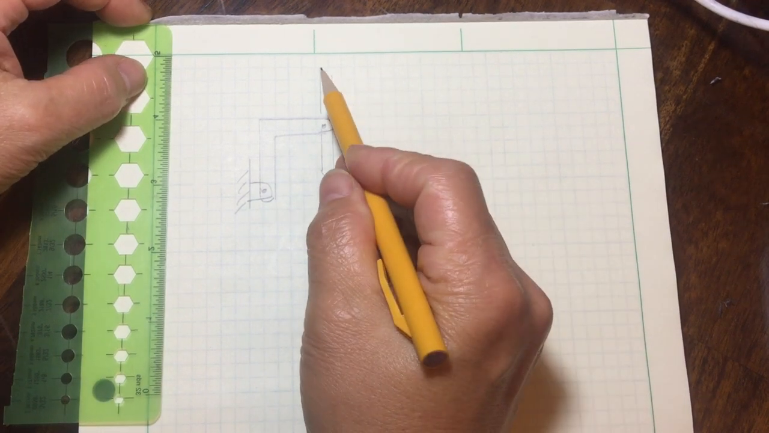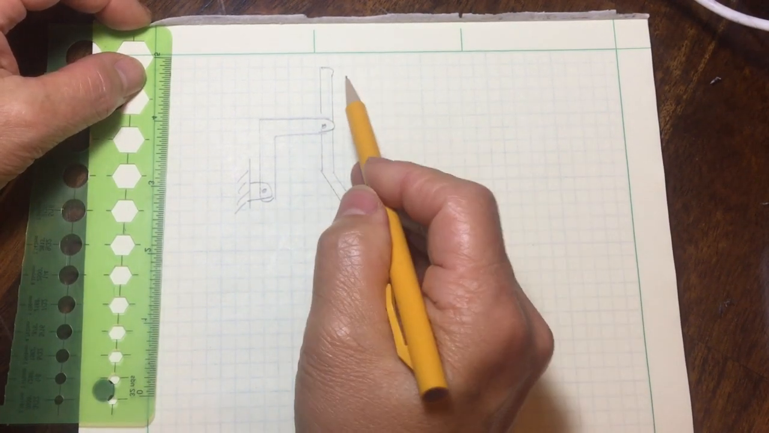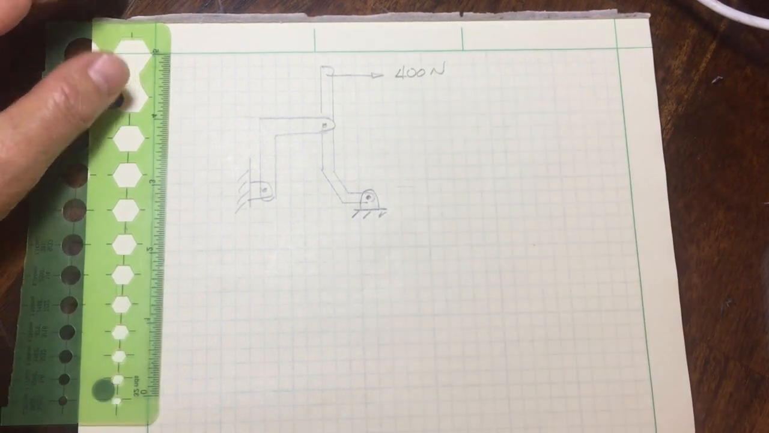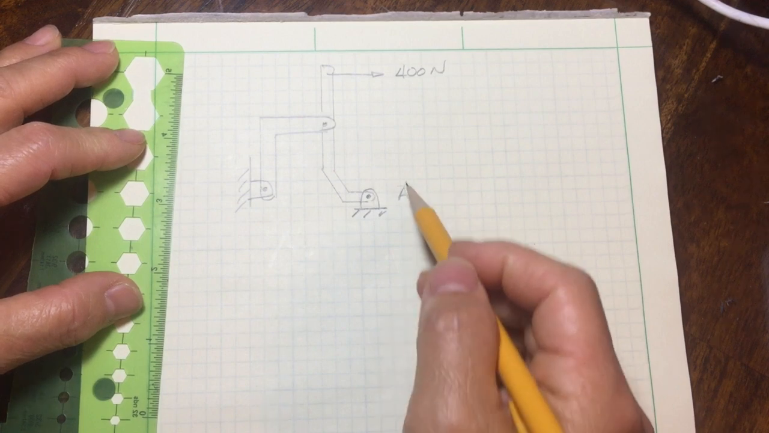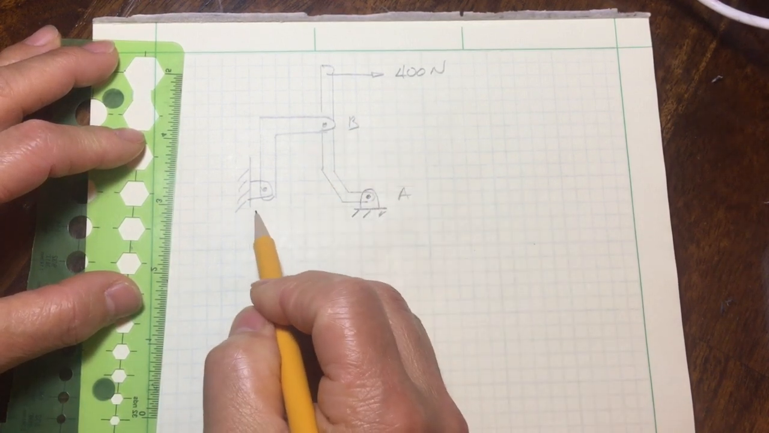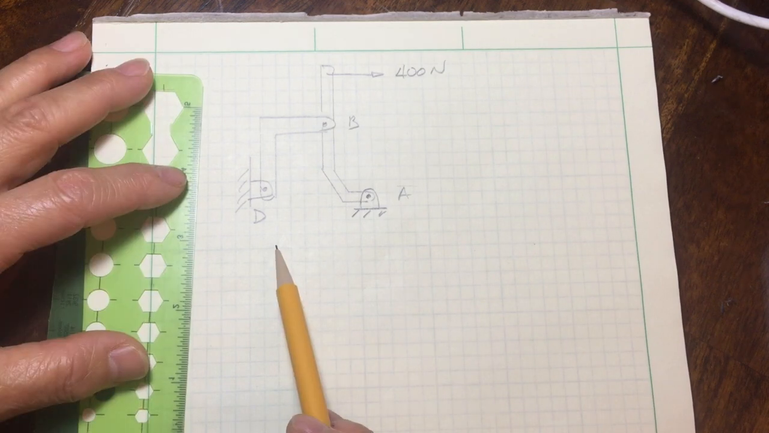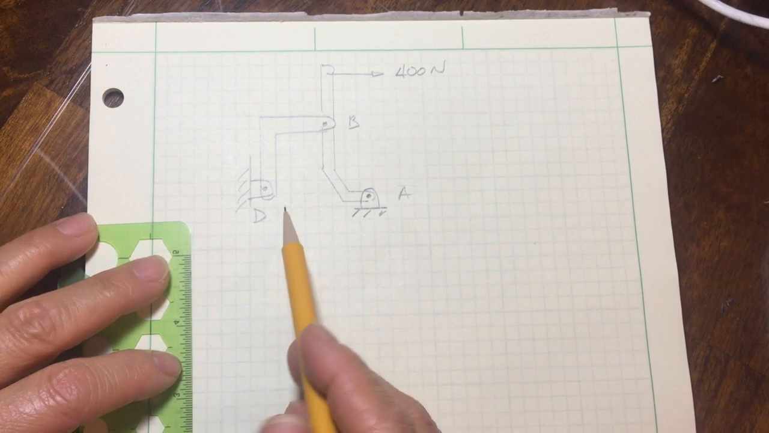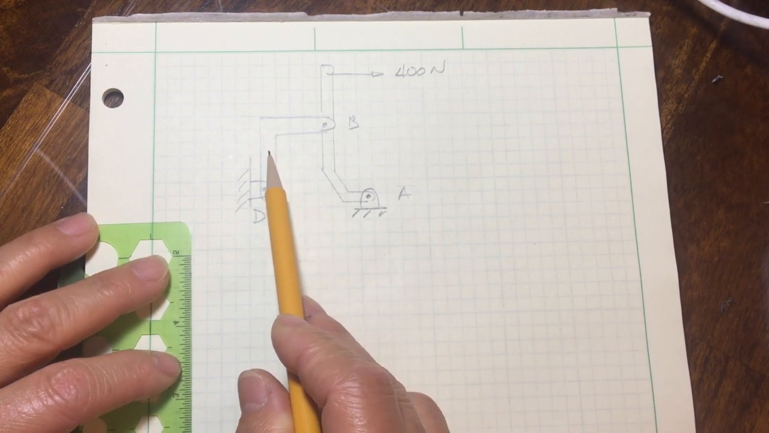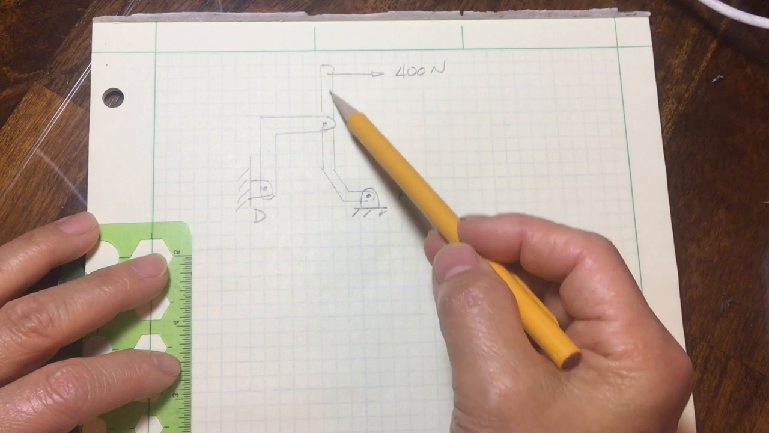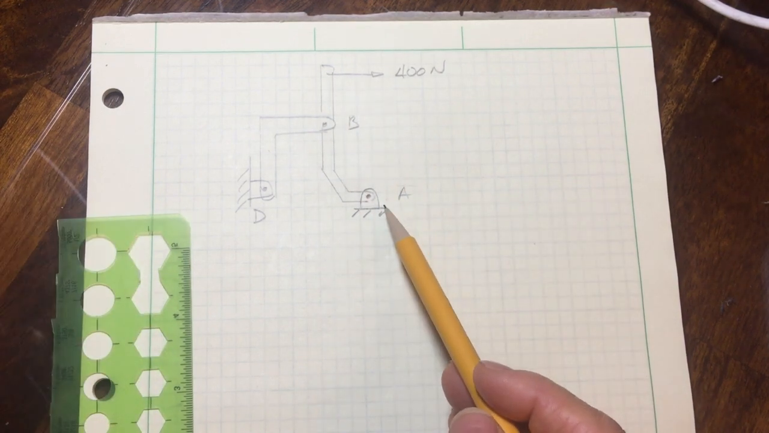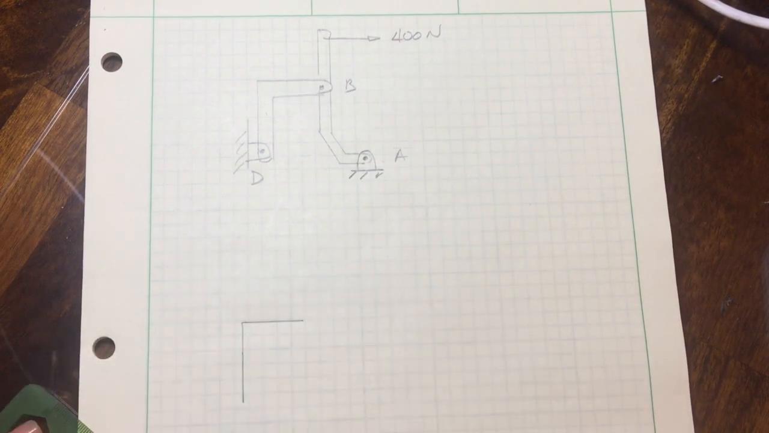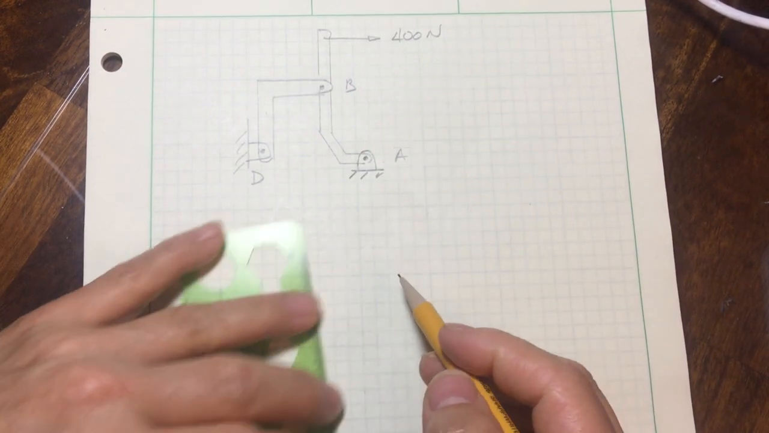All right, so for whatever reason they're actually applying a load of 400 newtons there. This is point A, B, and point D. So let's draw the free body diagram for this. I can draw a free body diagram for BD. I can draw a free body diagram for BA. Or I can even draw the free body diagram for this whole entire system. Do an idealization. This would be DB.